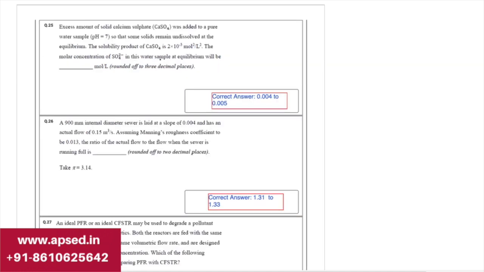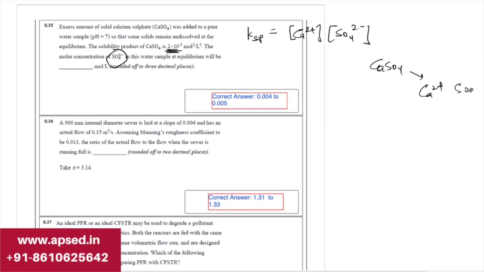Then this next question is asking for the solubility product. So solubility product KSP, it is given as the product of concentration after it ionizes. So Ca2 plus times SO4 ion, the product of concentration of these two. Here the solubility product is given and it is asking for the concentration of sulfate ion. So by assuming that only these two ions are present in this sample, so when this CaSO4 breaks, it will break as calcium ion and SO4 ion.